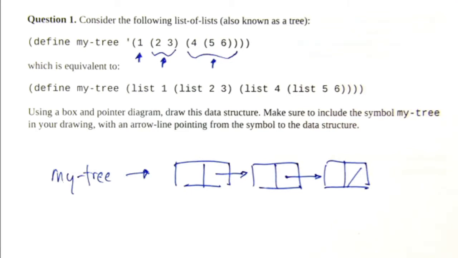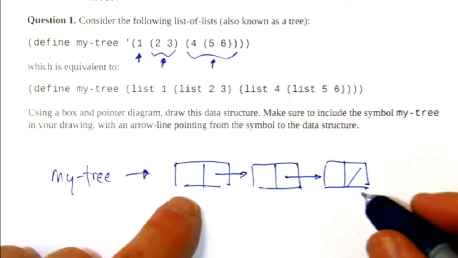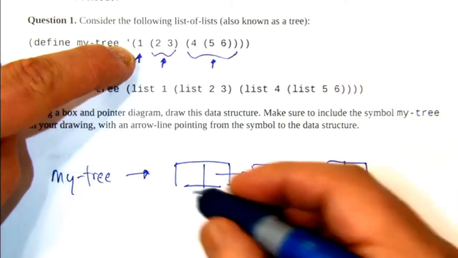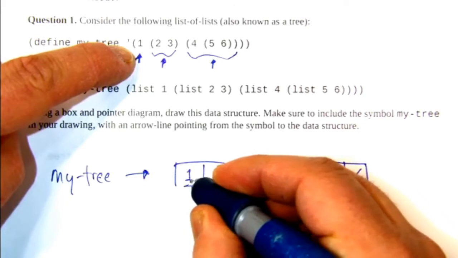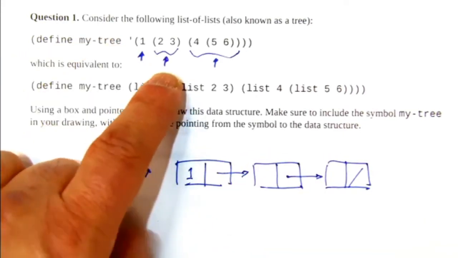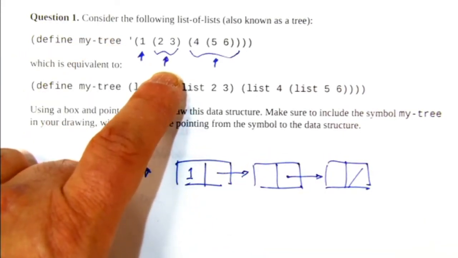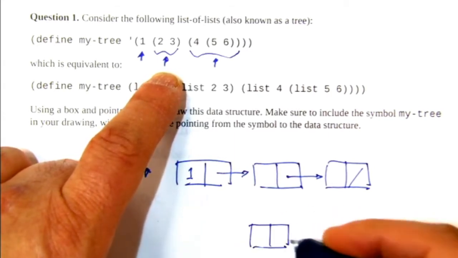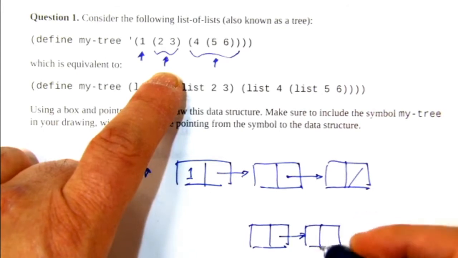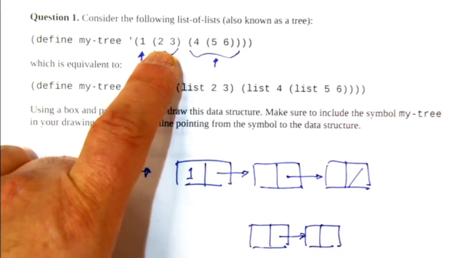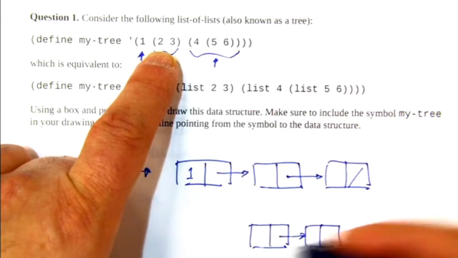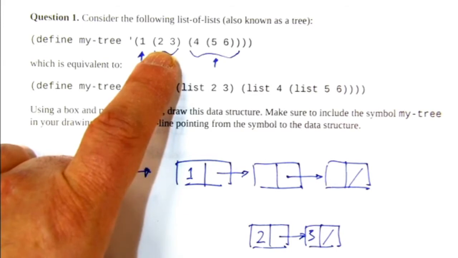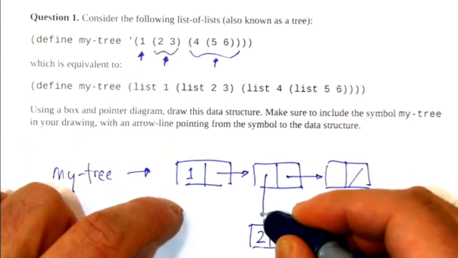Let's finish this one. Okay, so we started out with this list of three things. What's the first thing? It's a one. So we could draw it right in there. You could also point to a one. Okay, that's the second thing. What is that? It's a list of two things. We're just doing this list, 2, 3. So it's a list of two things. The first thing is a two. The second thing is a three. And then it's done. And so that's what's in the cadr position.